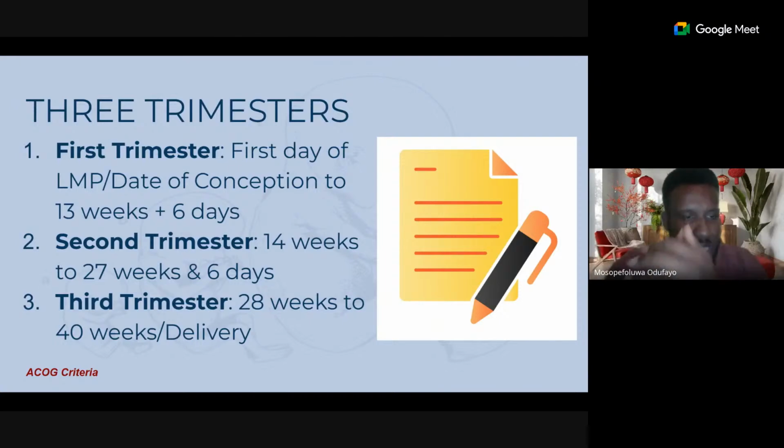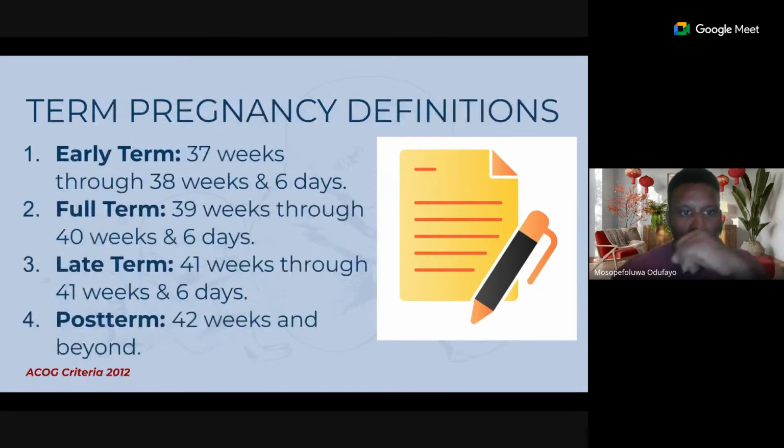So objectively, when we have 13 weeks and 3 days, that's still first trimester. 13 weeks, 4 days, that's still first trimester. 13 weeks and 5 days, still first trimester. 13 weeks, 6 days, still first trimester. And this criteria is by the American College of Obstetrics and Gynecology. So take note of that. It's very important when you're making your assessment on your report.